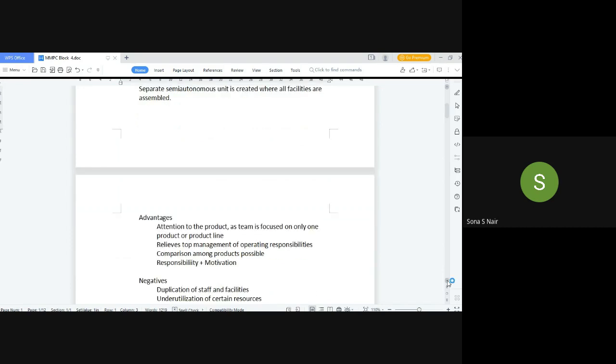Advantages: if a department is created on the basis of a product, what happens? Attention to the product is there, because the team which is working with the product department would only focus on that product or that product line.